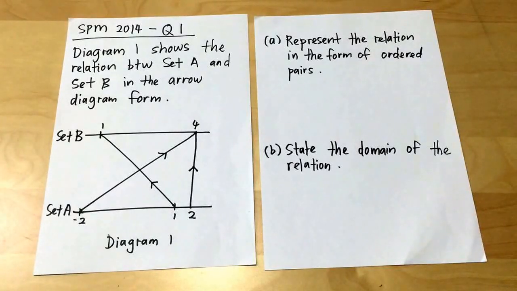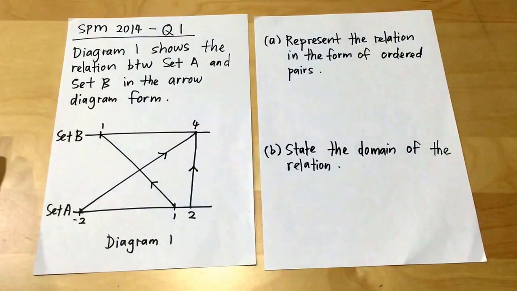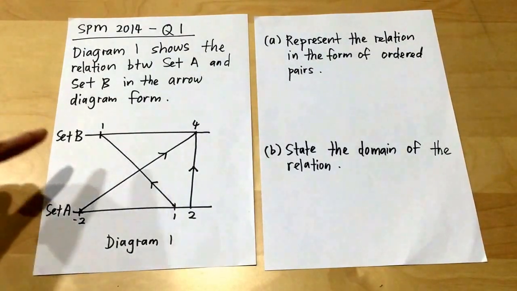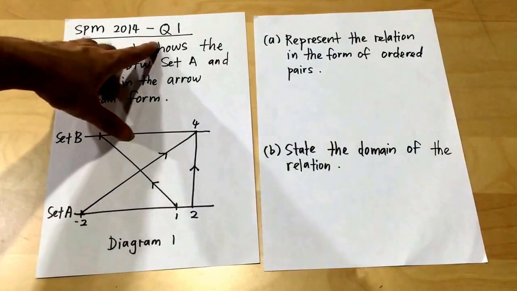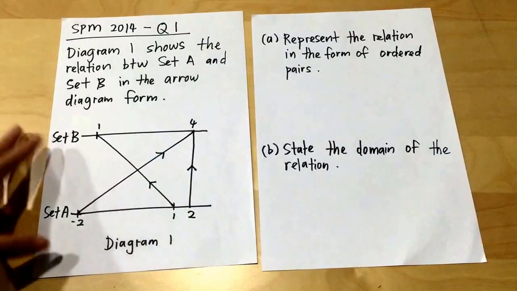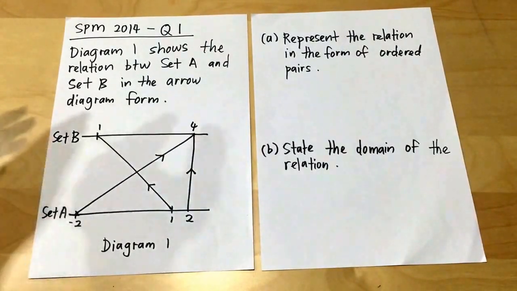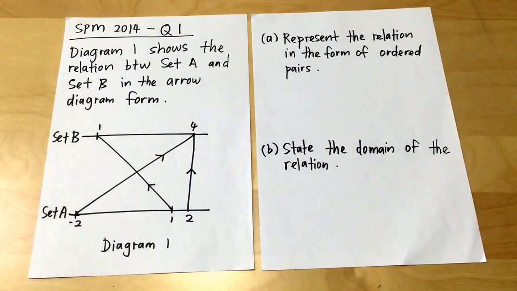Okay, in this video, I'm going to teach you how to solve the 2014 past year question for MF, paper 1, question number 1. This is a function question, and I think it's a 2 to 3 mark question. It's pretty simple, but you have to understand how to solve a question like this.